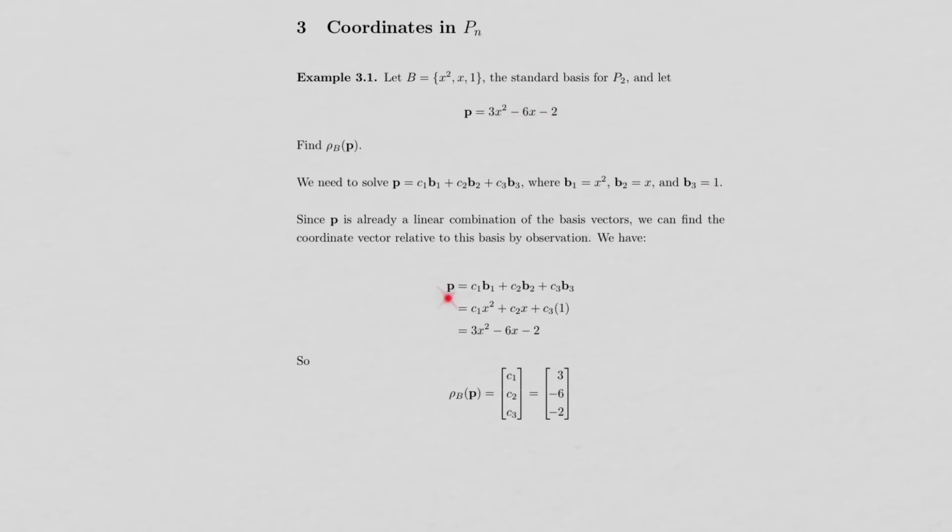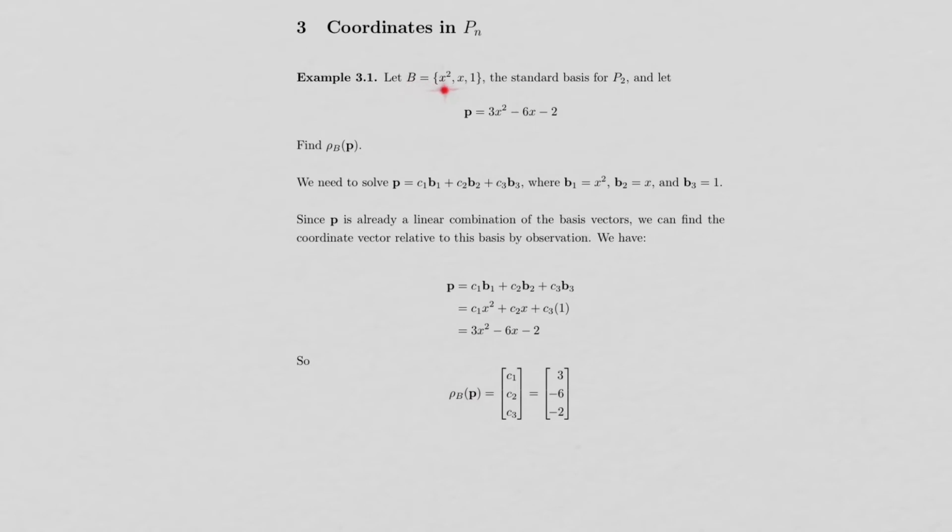This vector P is already a linear combination of these basis vectors. In other words, if I write P as a linear combination of the basis vectors, b1 is x squared, b2 is x, and b3 is 1, well, I can just observe the c's, because here's P. P is 3x squared minus 6x minus 2, which is given to us, and I need to figure out what C1, C2, and C3 are. Well, I can just observe. C1 has to be 3, C2 has to be minus 6, and C3 has to be minus 2. So here's the coordinate vector of P relative to B.